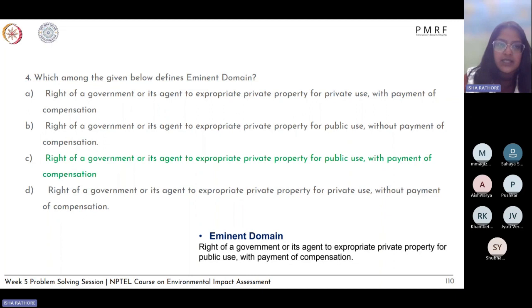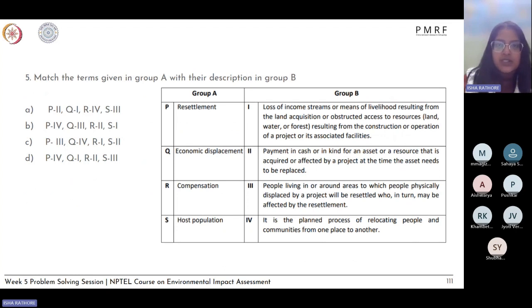Okay, so again, read the options carefully, especially if they differ by just one or two words. Okay, moving on to the next question. Match the terms given in Group A with their description in Group B. So we have terms relating to land acquisition and resettlement, and in Group B we have their descriptions or definitions. So you need to match Group A with Group B. We have covered a few of these definitions in a previous question as well.